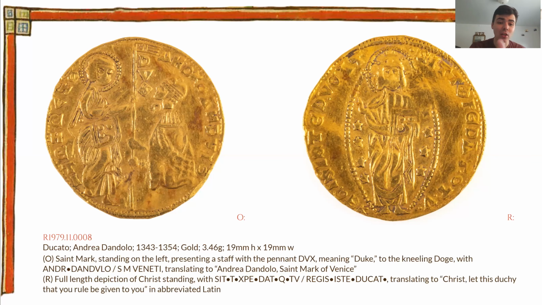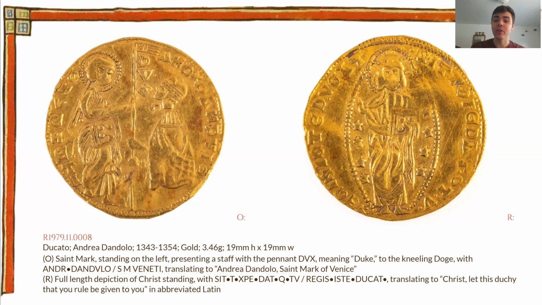Here we have Andrea Dandolo, who is kneeling, and next to him, standing above him, is St. Mark, the patron saint of Venice, who is giving him a flag with ducks on it, or duke, basically giving him the right to rule. So immediately we see that there is some sort of justification of Andrea Dandolo's reign, and we see that he himself is being depicted on this coin.